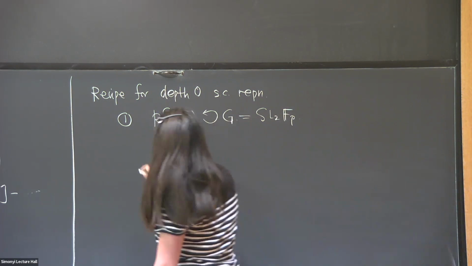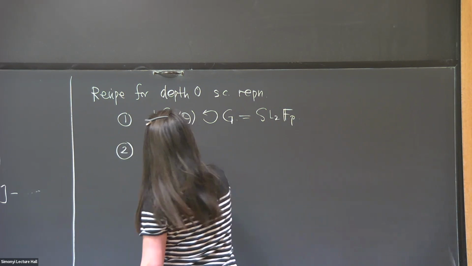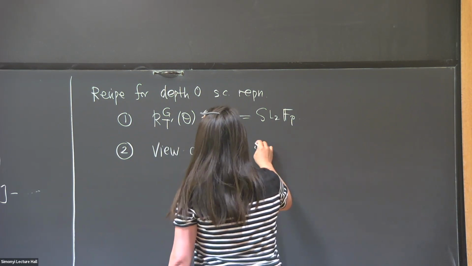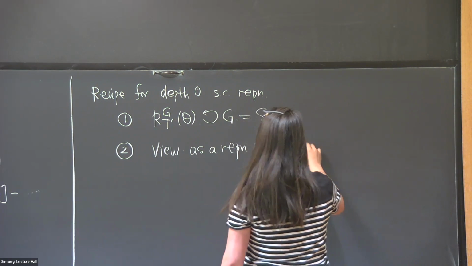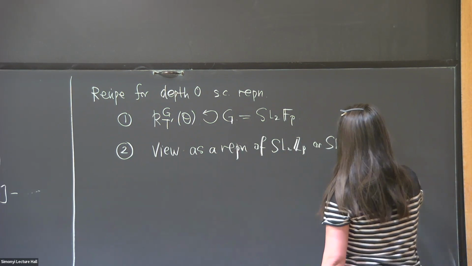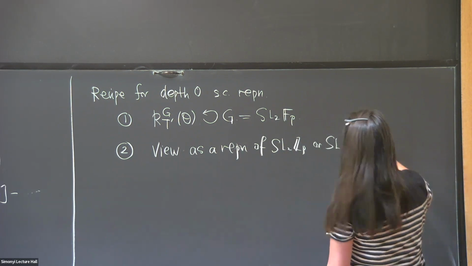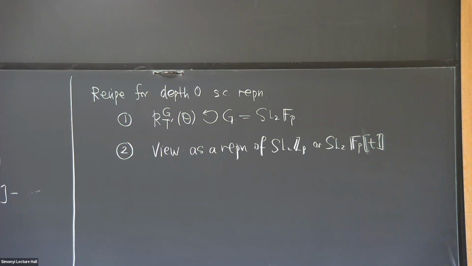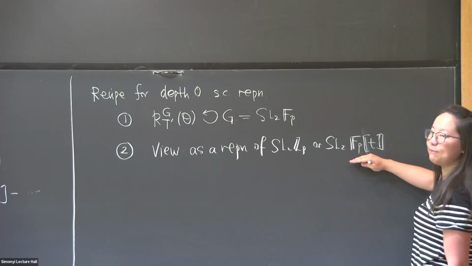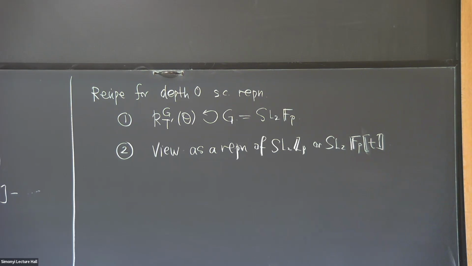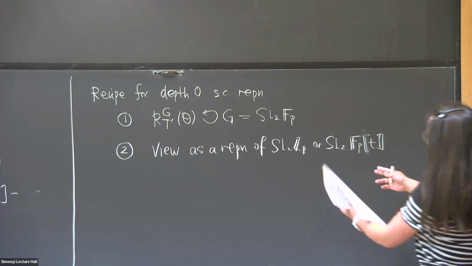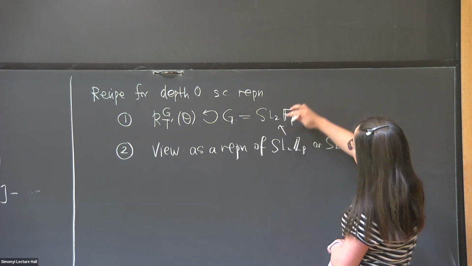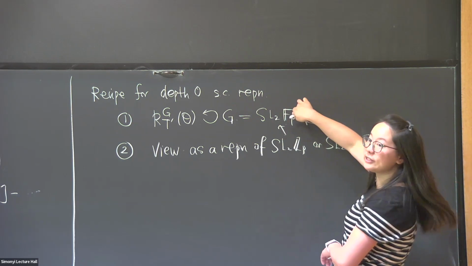Okay. Step 2 is to view this as a representation of SL2 Z_p or SL2 F_p bracket T, which means that you're allowed to, I mean, this is like polynomials of possibly infinite degree. And what is the map here is that you can map in this direction, and you can also map in this direction. From here to here, you just send p to 0. From here to here, you send T to 0.